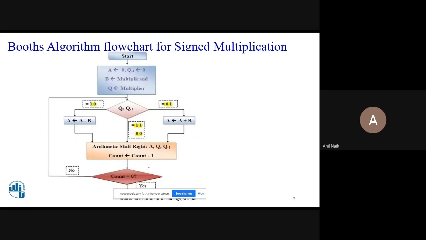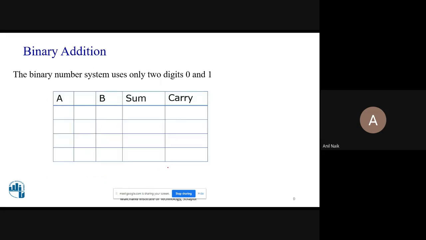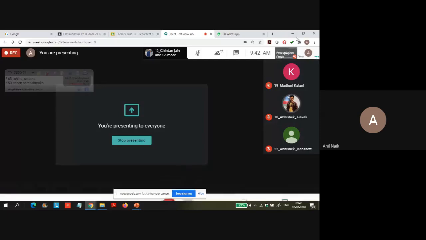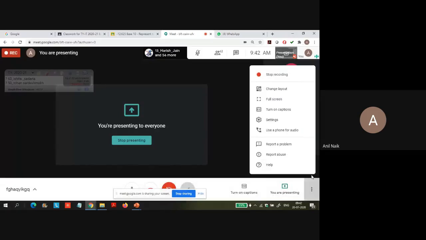Okay. So you need to understand that this flowchart is very important, until the completion of the number of steps. In this way we have to perform it. In tomorrow's lecture we'll discuss in detail how we can perform the multiplication of a number.